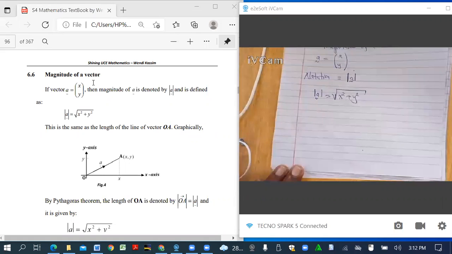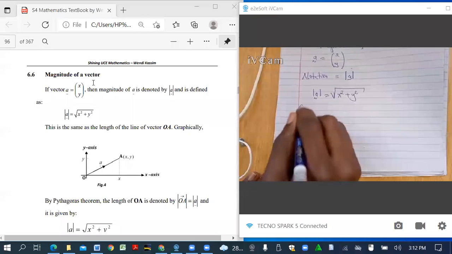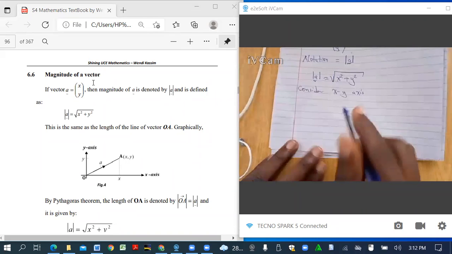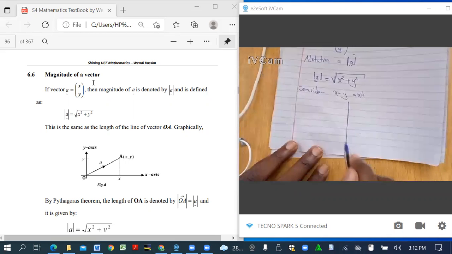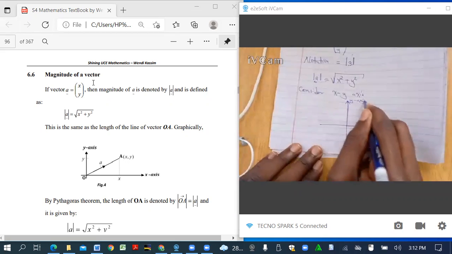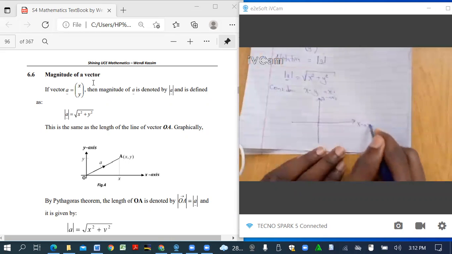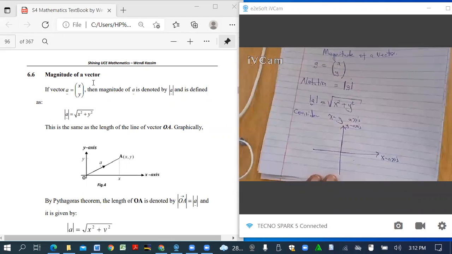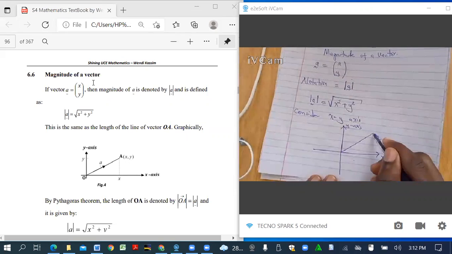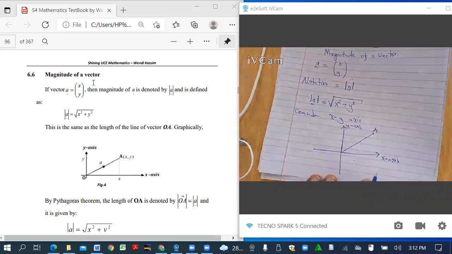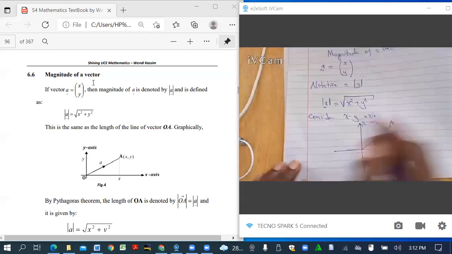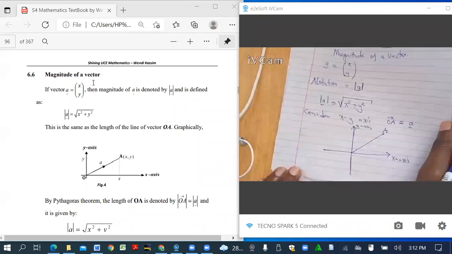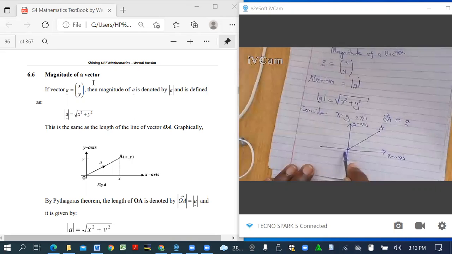Are you seeing that diagram there, the Cartesian plane? Consider x and y axis. I'm drawing mine. You also draw yours. If I have a point A, let's assume that point A is at that point on a plane, and that vector OA is defined by vector A. So this is our origin.